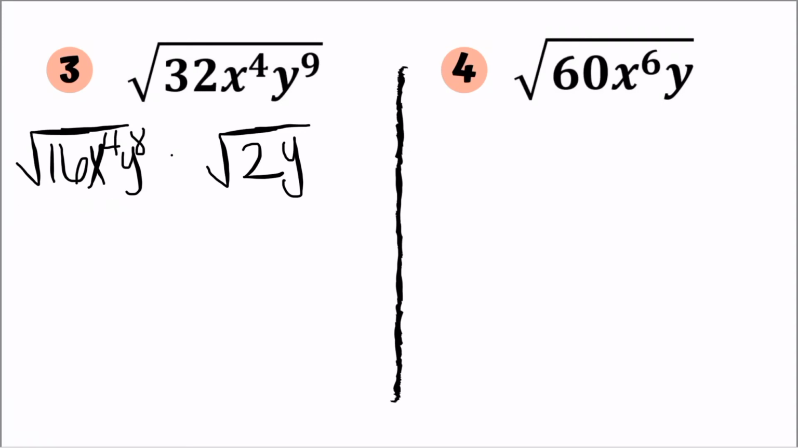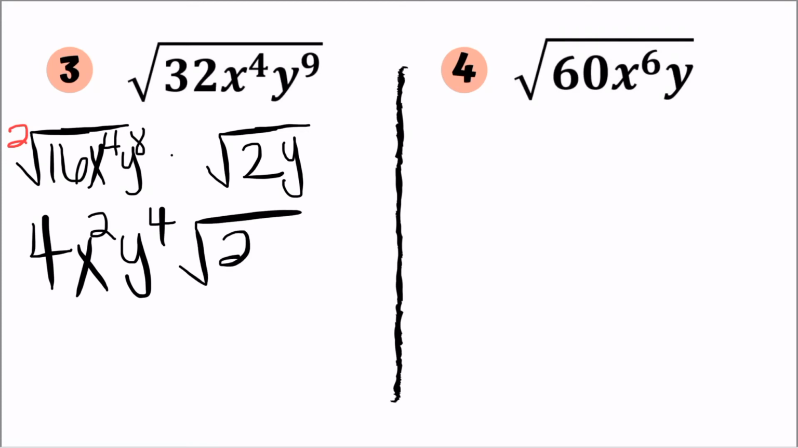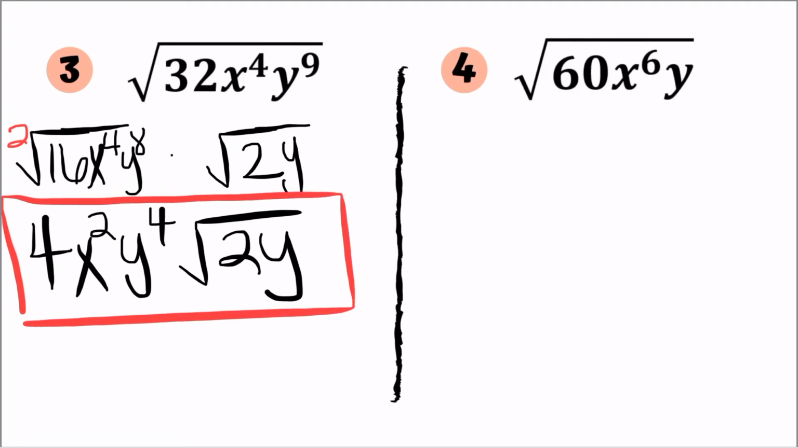Square root of 16 is 4. Again, I'm dividing my exponents by the index. So 4 divided by 2 is 2, so that becomes x squared. 8 divided by 2 is 4, so y to the 4th. And then the square root of 2y. That can't be simplified any further, so I'm just going to bring that down. Square root of 2y. And that is my answer.